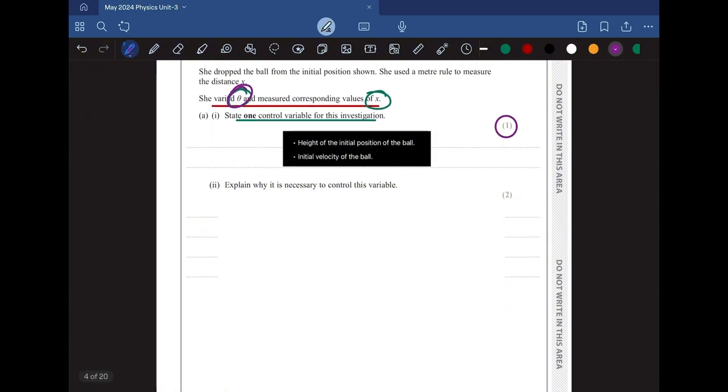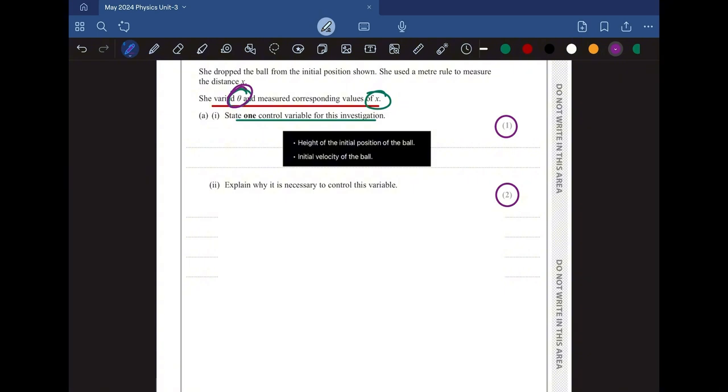Now the next question says explain why it is necessary to control this variable. Here the question is 2 marks, and you always need to keep a close eye on the marks while solving physics exam questions, because according to every mark, you should give every point. So as there are 2 marks, you will have to give 2 points. Now it says explain why it is necessary to control this variable.